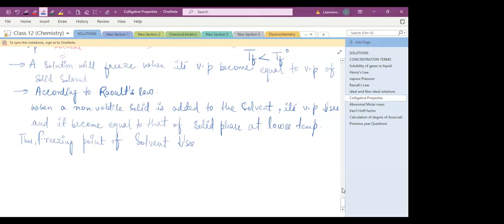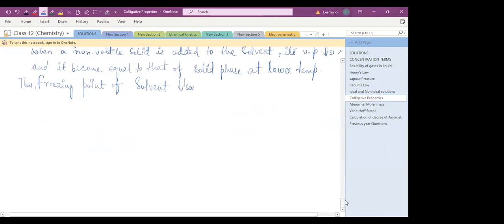When the non-volatile solid particles are added to the solvent, its vapor pressure decreases, right? And it becomes equal to the solid phase at lower temperature. Clear, Muniba and Jubita? Yes, ma'am. So Tf naught is always greater than Tf. The freezing point of the pure solvent is always greater than the freezing point of the solution.